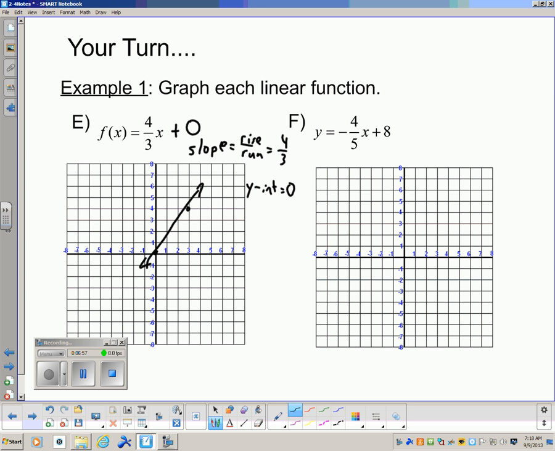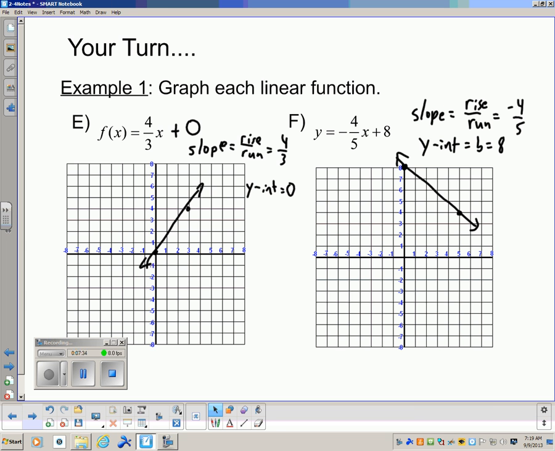And then my other one here, my slope is rise over run, and it's -4/5. And again, like I said, you could put the negative up or down. I just put it up. And then my y-intercept is b, which is 8. So I got to start up here at 8. So I'm going to come down 4 and run 5, and connect my points there. So there's my graphs. So good job on graphing our linear functions.